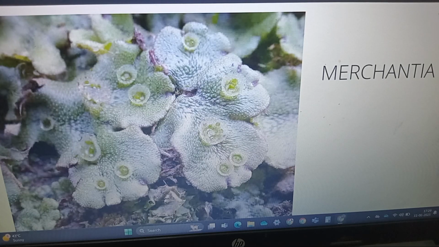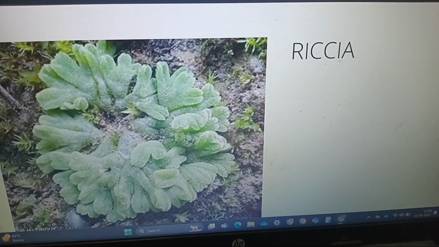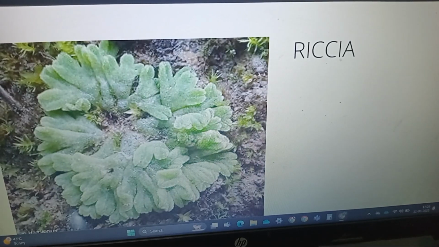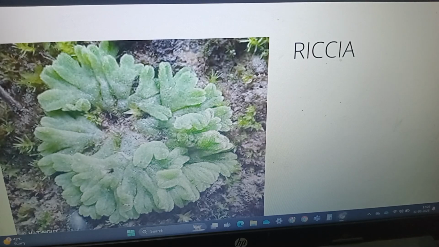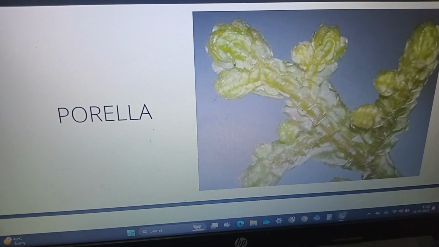The other example in the liverwort is Riccia, and the leafy member is Porella. In this leafy member there are two rows of leaf-like structures. These are not true leaves but leaf-like structures on the central stem-like structure. So there are no true leaves, no true stems, no true roots, but root-like, stem-like and leaf-like structures.